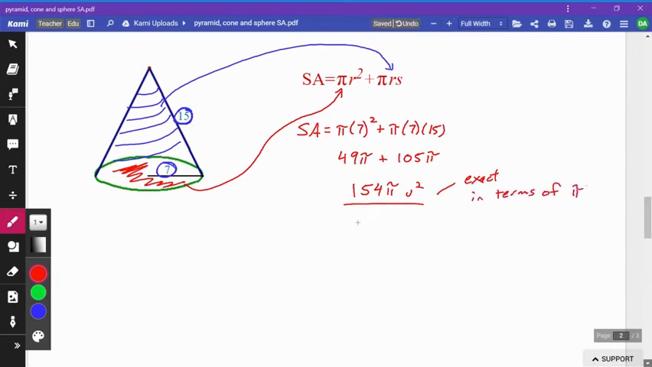If I were to plug this into the calculator, I would get 483.8 units squared, which we call the approximate answer, because I'm using pi as the pi button on the calculator, or 3.14, the decimal approximation.